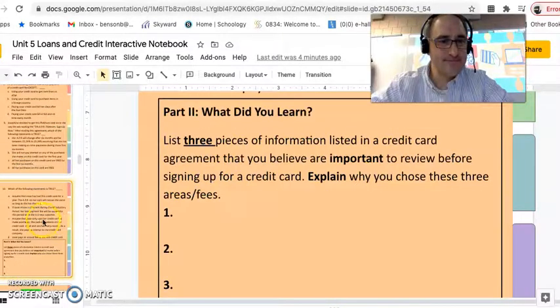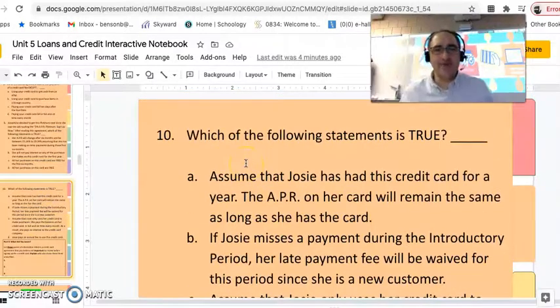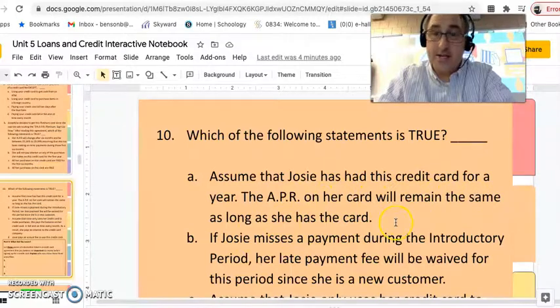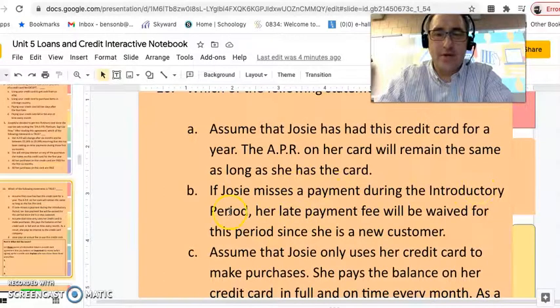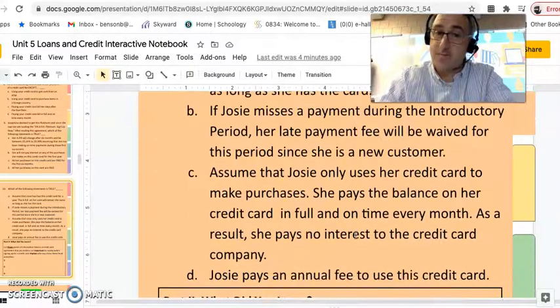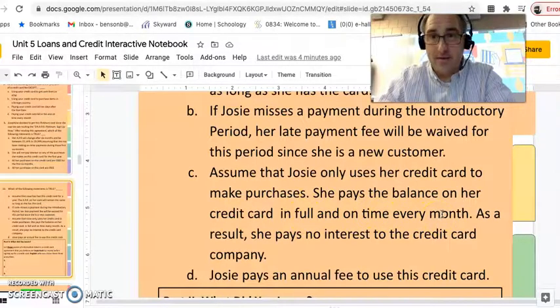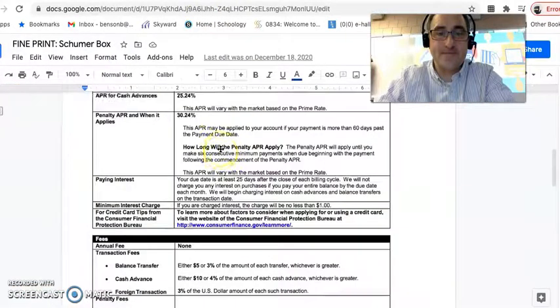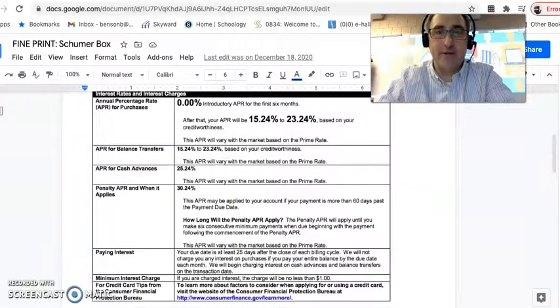Next question. Number 10. Which of the following is true? Assume that Josie has had this credit card for a year. The APR on her card will remain the same as long as she has the card. If Josephine misses a payment during the introductory period, her late fee will be waived for this period since she is a new customer. Assume that Josie only uses her credit card to make purchases. She pays the balance on her card in full on time each month, every month. As a result, she pays no interest to the card company, or Josie pays an annual fee to use this credit card. Where could you find that information?